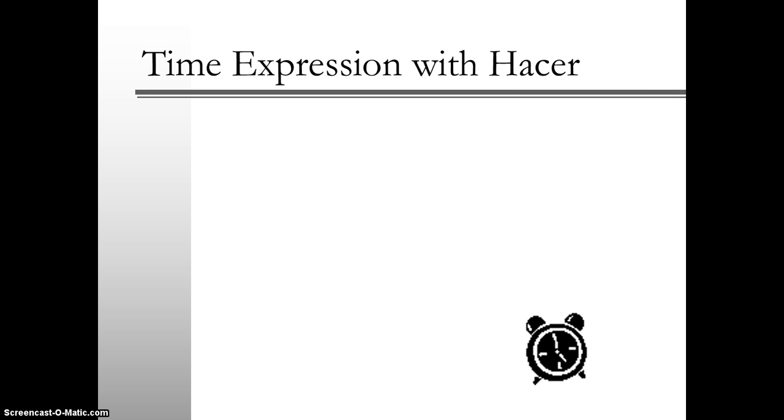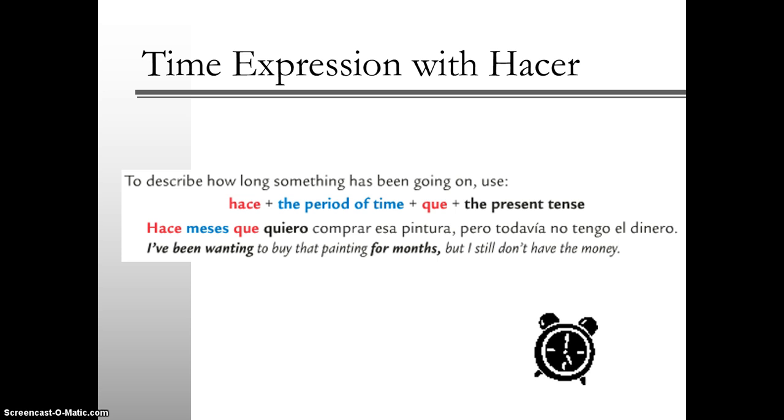Now, here's the example that you'll want to write down in your notes. Again, to describe how long something has been going on, you're going to use the following formula. Hace plus period of time plus que plus the present tense. Hace meses que quiero comprar esa pintura, pero todavía no tengo el dinero. So, you decided you wanted to buy a painting months ago, you still want to buy it now, so it's something that started in the past and has continued into the present. I'm going to use the hace with time expression formula.